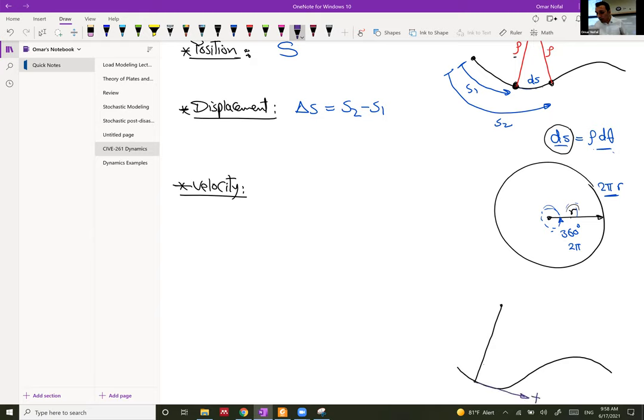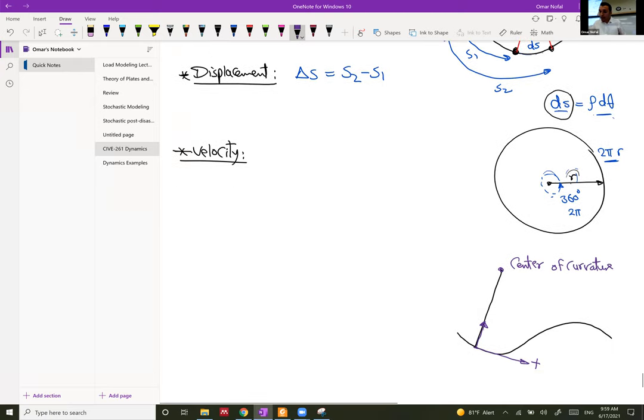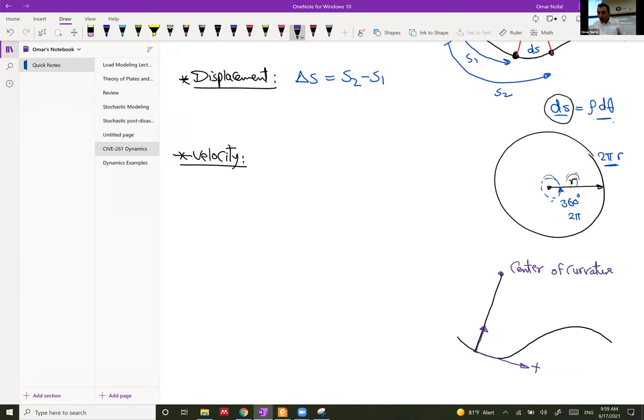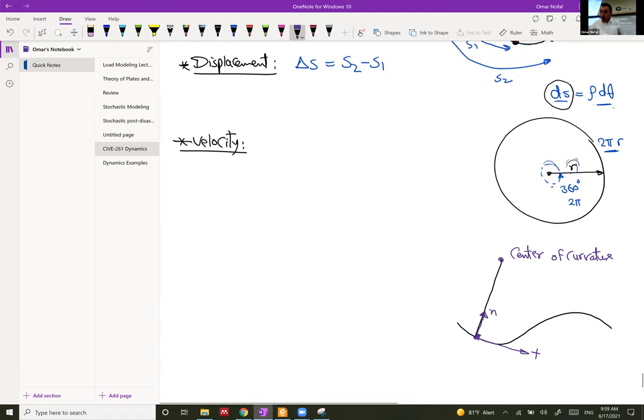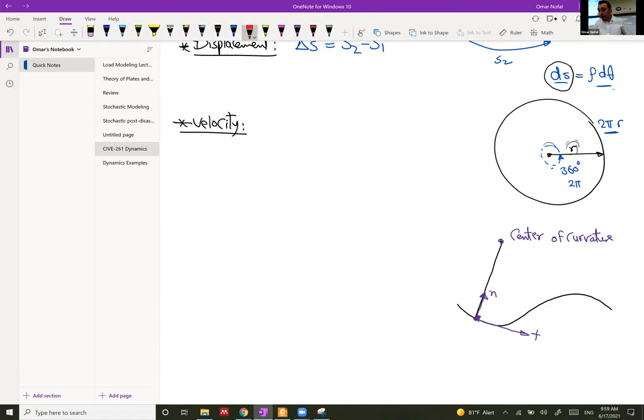And the normal is always in the direction of the center of curvature. So this is the center of curvature, and this is the tangent at this location. These are perpendicular to each other. So here's the tangent and here's the normal. And the velocity is always in the tangent direction, so it's in this direction.